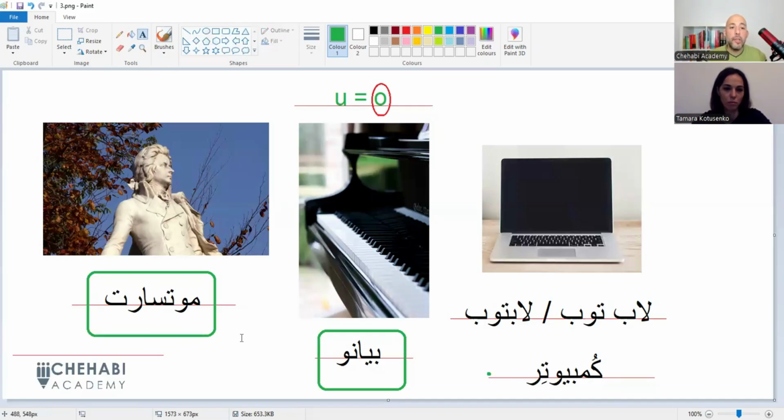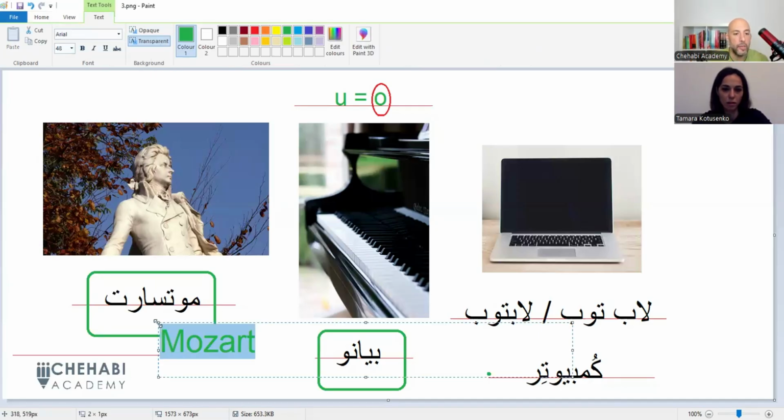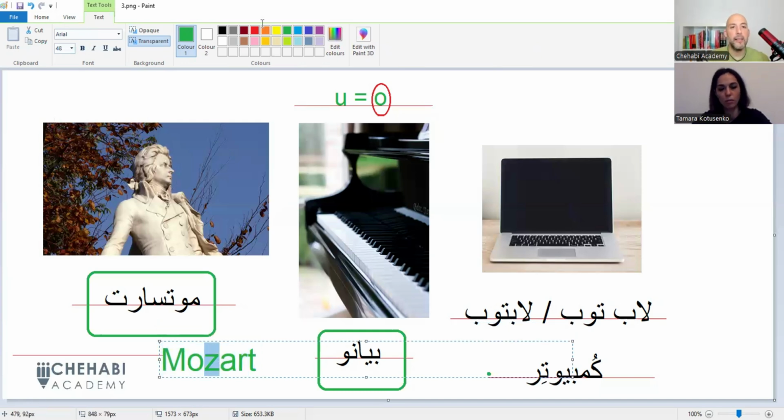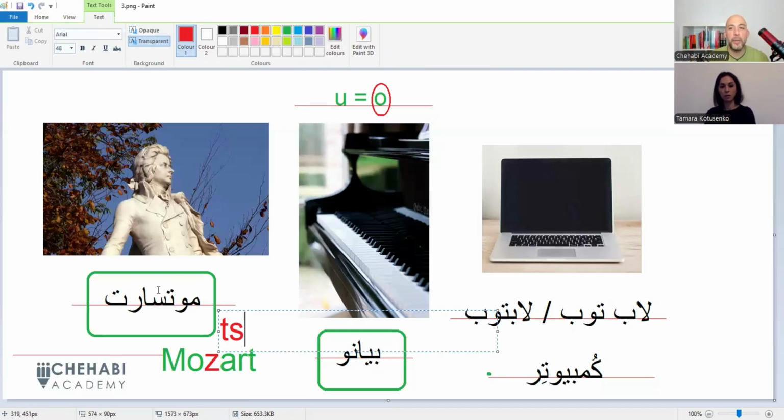Now the question is, why does Mozart here have seven letters and in Latin or German it's only six? Why? The reason is that this letter in German it's called Z. So it is a combination of T and S, Z. And we don't have such a letter in Arabic. We don't have Z, and that's why you have to write it T and S.